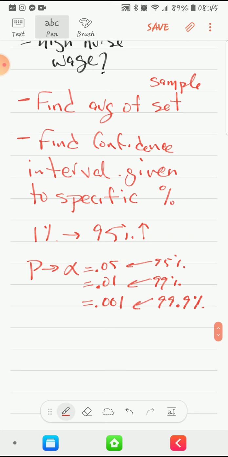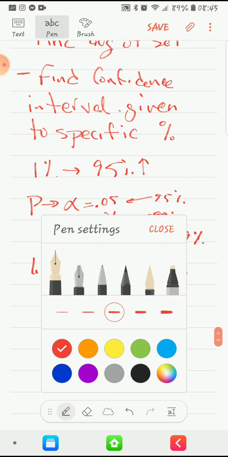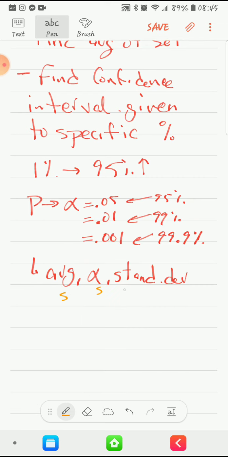Basically, the confidence interval depends on three factors. You've got your average, you've got your alpha, and then you have your, I think, standard deviation. I can't remember. Shoot, I'll go get that later. But I'm going to throw in standard deviation. Pretty sure it's the standard deviation. And these are all of the sample. Okay, so I'm going to put that in a little orange. And so these are the sample, not the population.